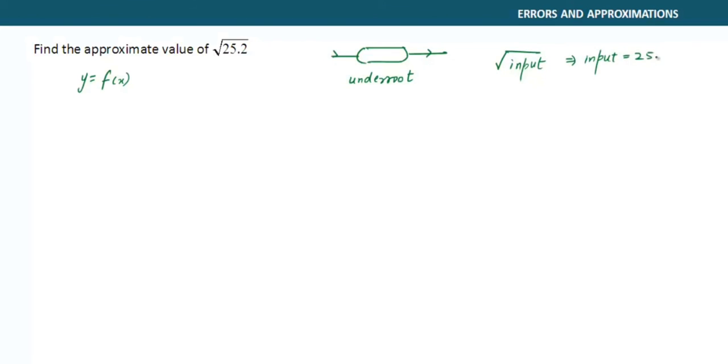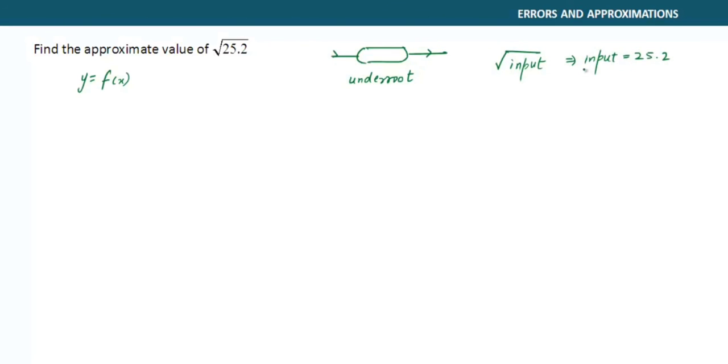Okay, now let us take a question on approximation to understand how approximation works. We need to find the approximate value of under root 25.2. First of all, understand you need to figure out a function y is equal to f(x) for which this machine will work. Let us understand it with the way of a machine. This is an under root machine, because you need to find the under root of the input. Here the input that is given to you is 25.2.